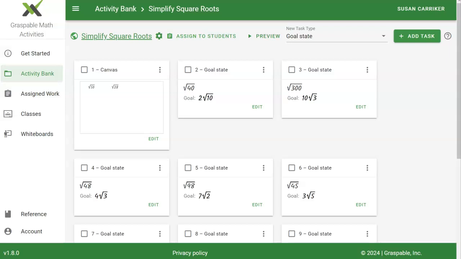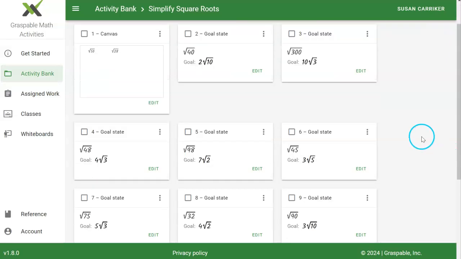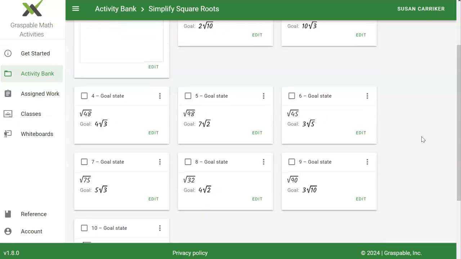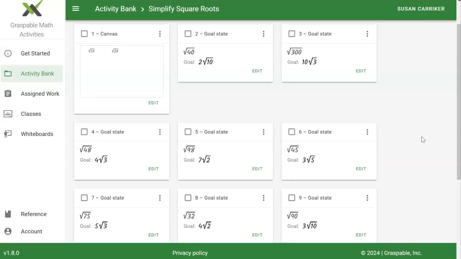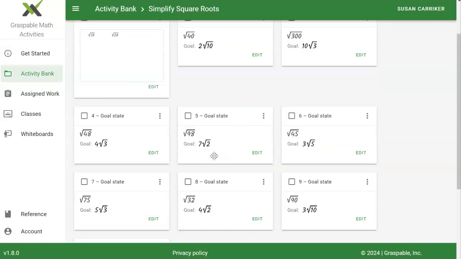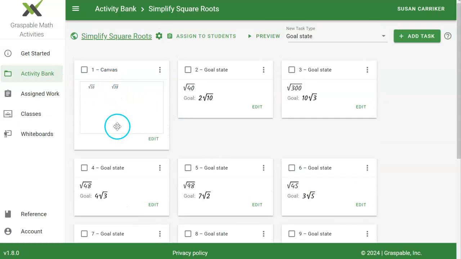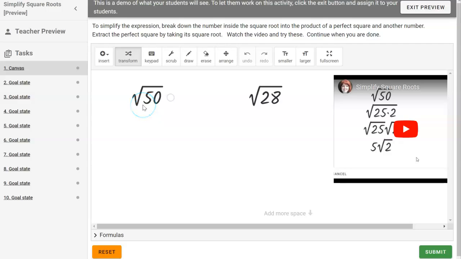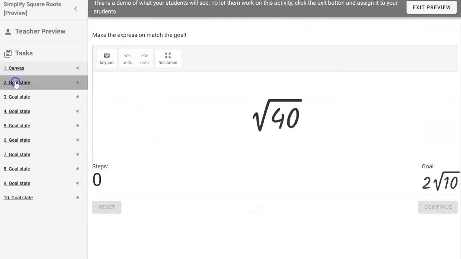Our next activity is in Graspable Math, and there are a total of 10 different screens. The first is a canvas, and the rest are goal state. Now, when they do go into their canvas, they will see a video, and they will follow along and simplify these two expressions. Once they've done that, they will submit and go on to the goal state questions.